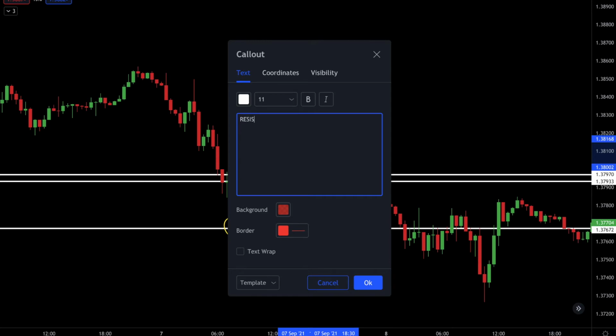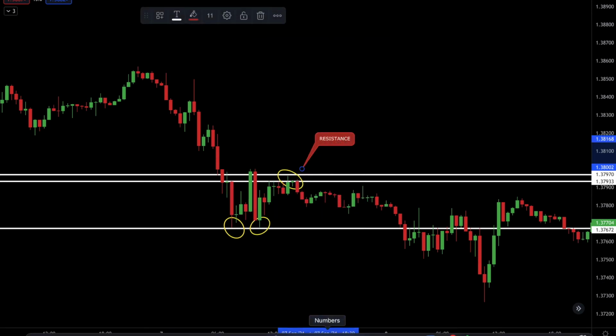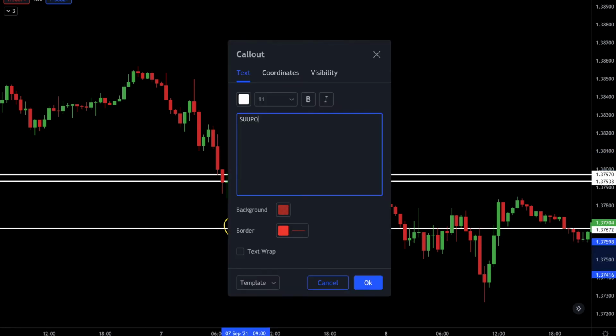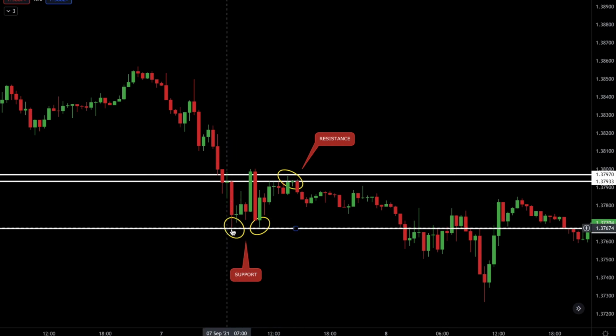So resistance. Wait one second. And then this is support. So support: price came down, wicked, went back up; price came down, wicked, went back up. Price tried to break through, right?